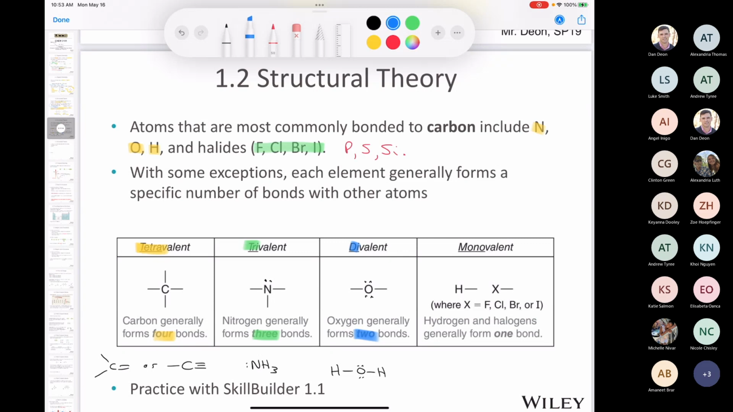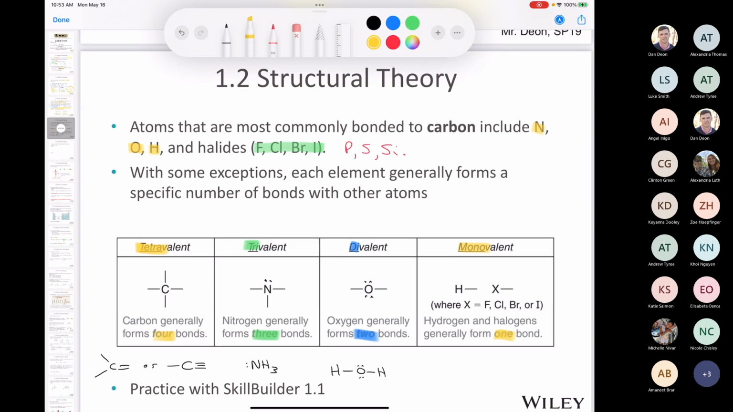And the last one are the halogens, whether it's fluorine, chlorine, bromine, or iodine, and the hydrogen atom as well. Those are all monovalent, meaning that they only form one bond with another atom. Now, I know that you learned exceptions to that rule.